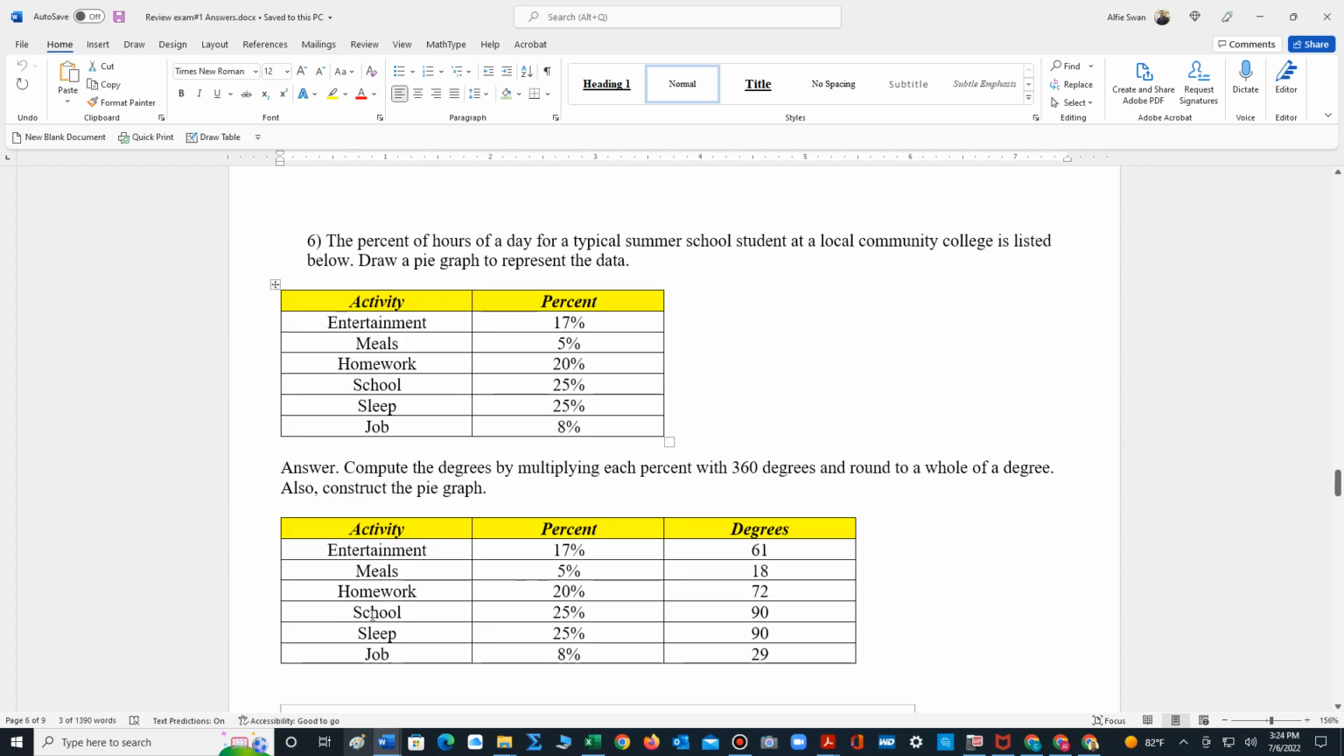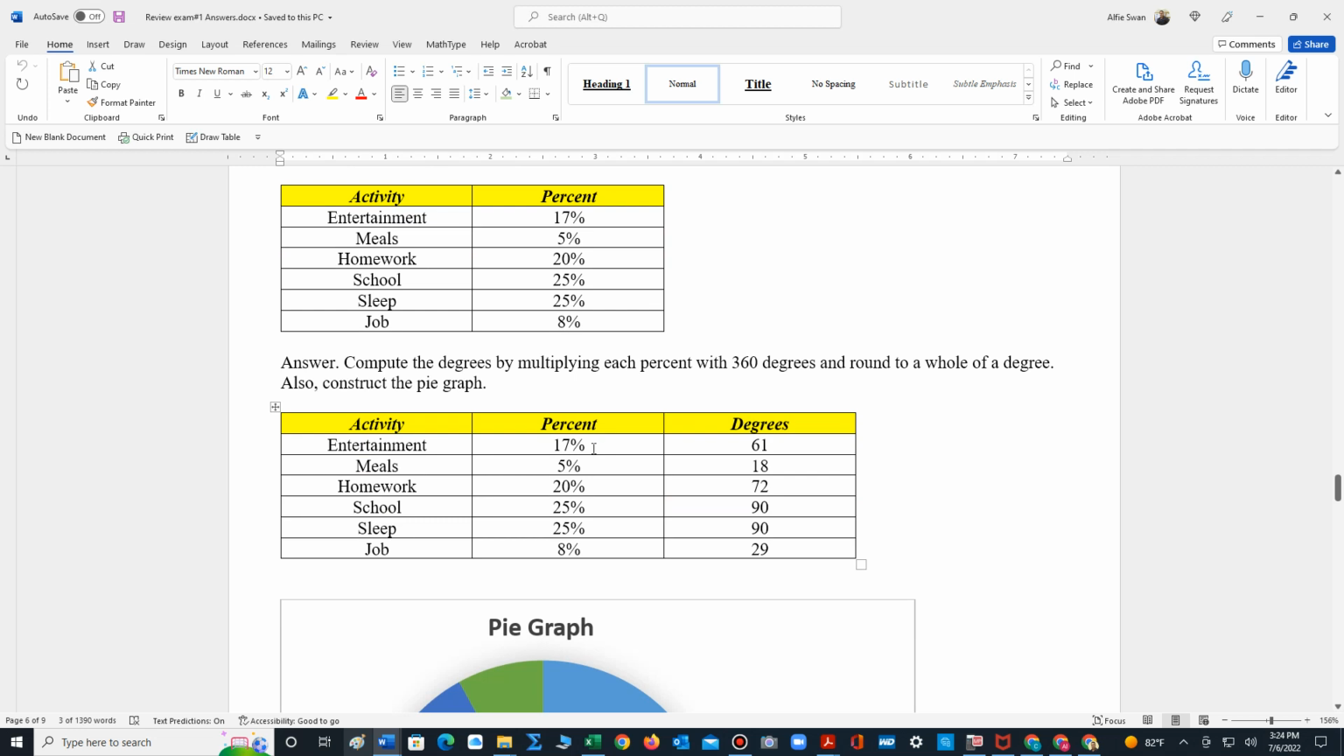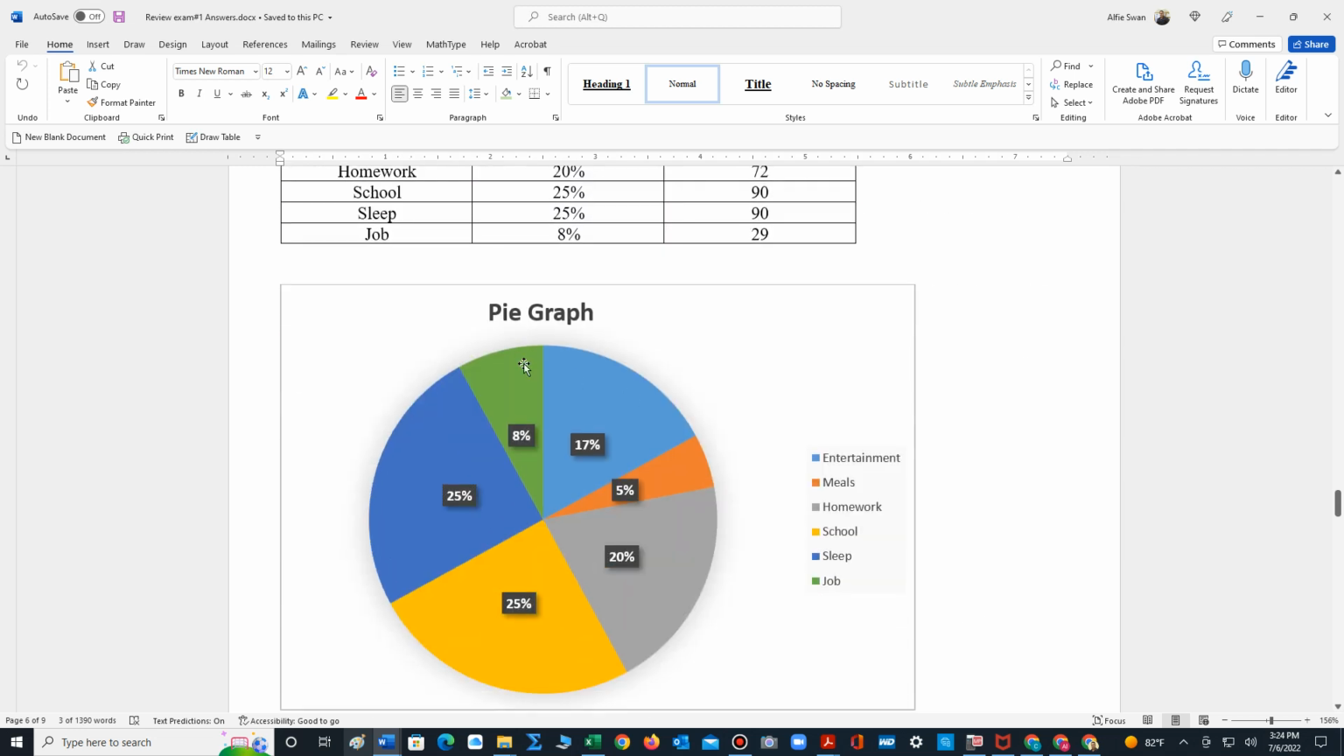For this next problem, we have to construct a pie graph. In this case, we're given percents. To find the degrees, we multiply each percent by 360, and that's going to give us the degrees of each section in the pie graph. Next, we use our degrees to construct the sections. You can also use percents if you want, and we label each section according to the percent and the category name, and the pie graph should have a similar shape to this.